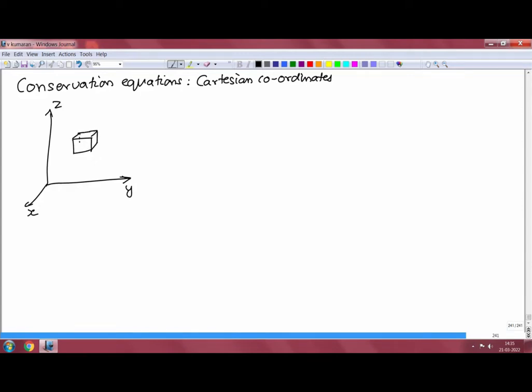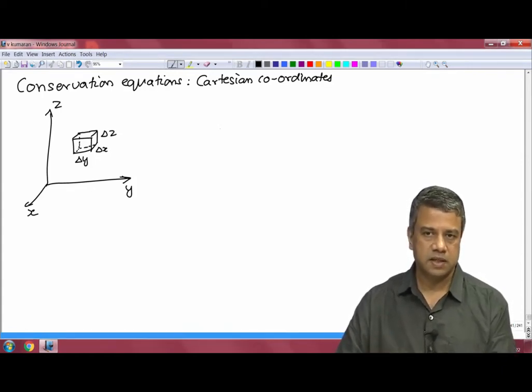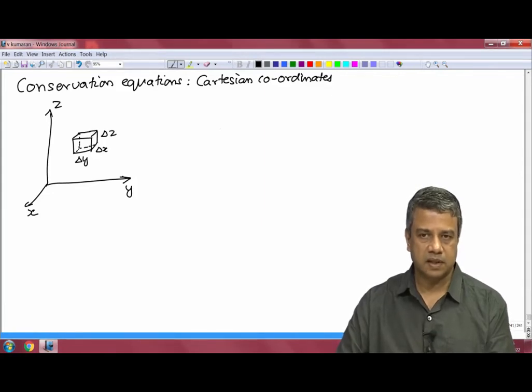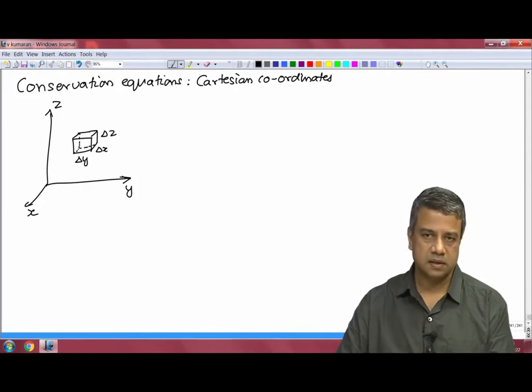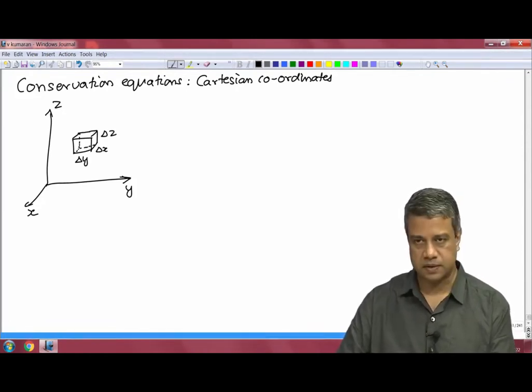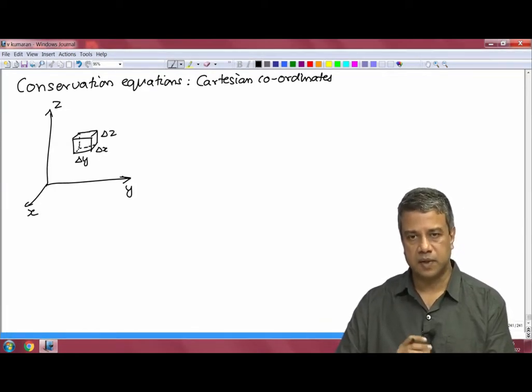okay, of sides delta x in the x direction, delta y in the y direction, delta z in the z direction. Okay. So, the balance equation basically was that the change in mass in the differential volume in a time delta t is equal to the mass in minus the mass out plus the rate of production of mass within the time delta t.